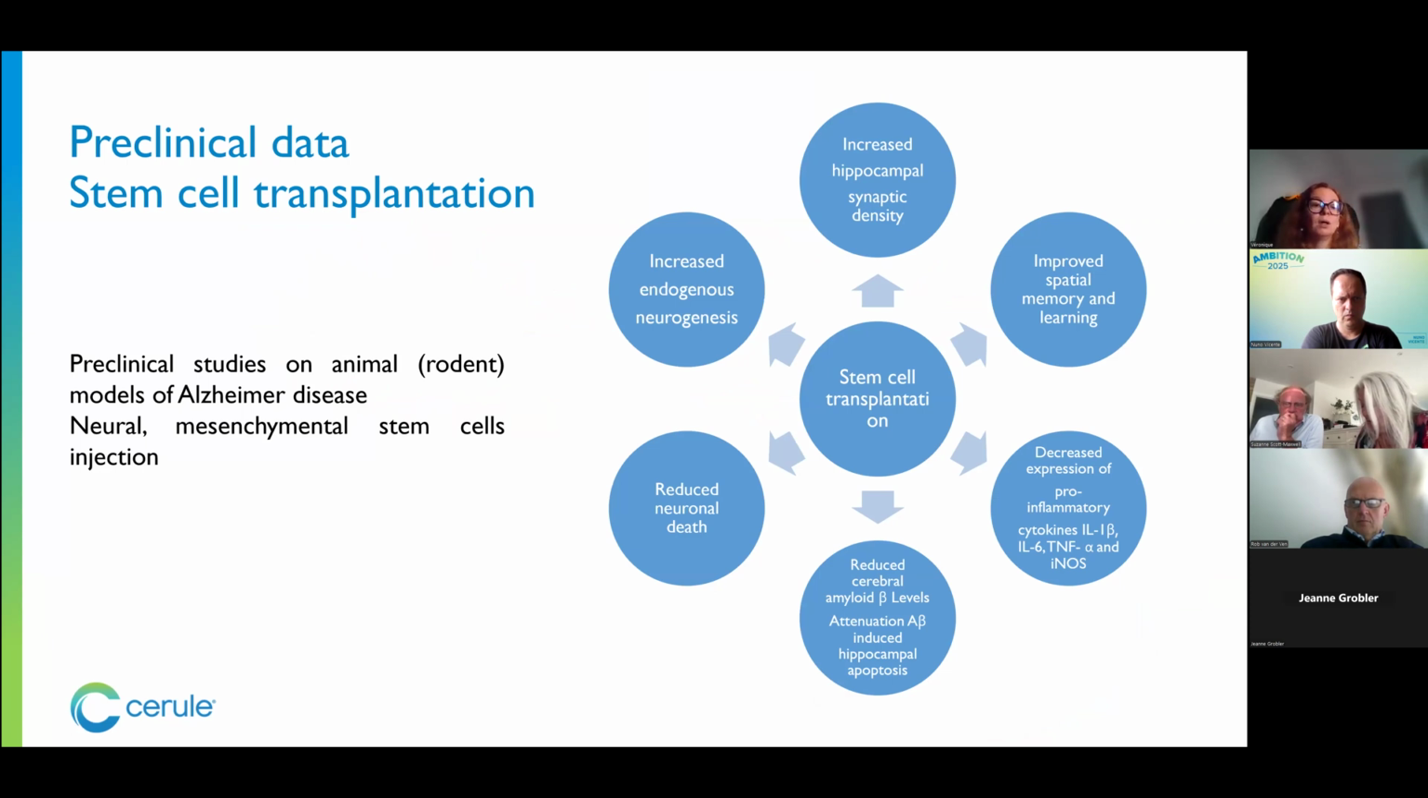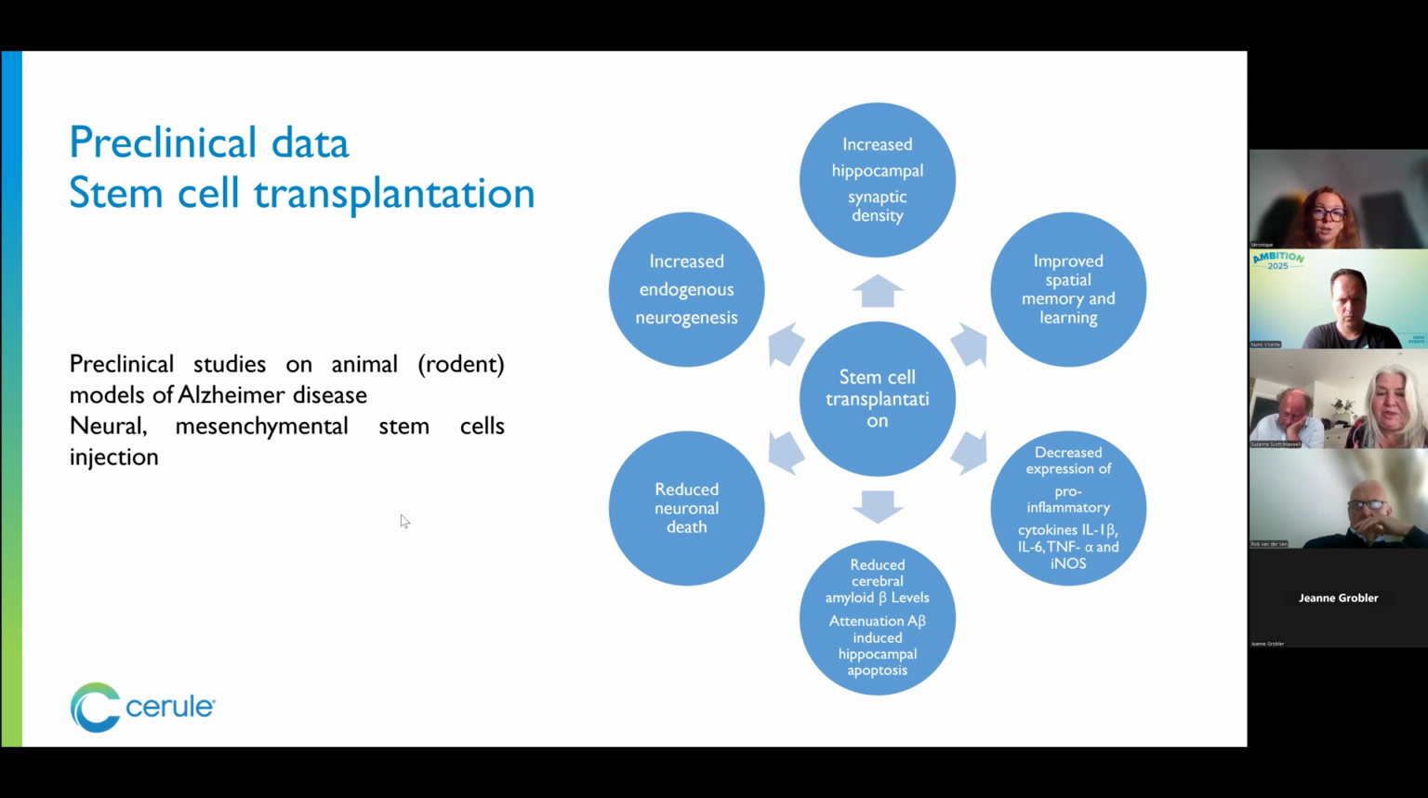We'll begin with Alzheimer's disease and a summary of the preclinical studies. These are animal studies, mainly rodent models of Alzheimer's disease, with an injection of stem cells. The majority are mesenchymal stem cells, and we have several benefits.